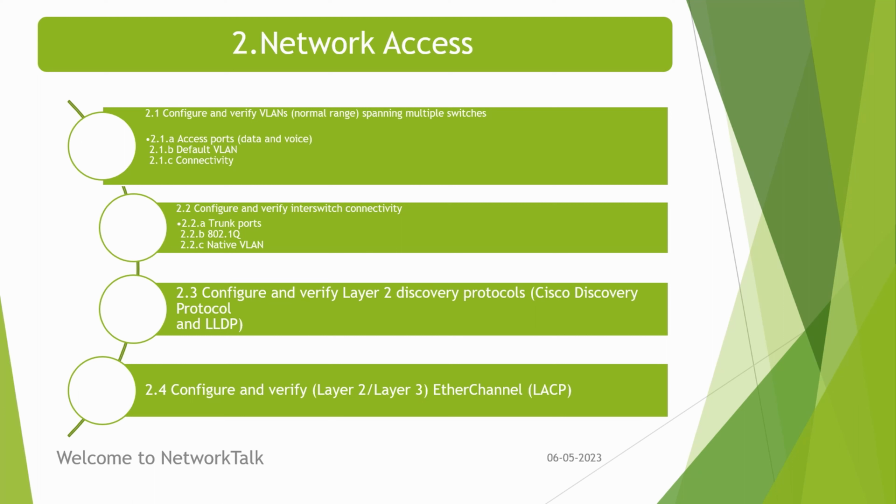Configure and verify inter-switch connectivity, trunk ports. Why are we using trunk ports? 802.1Q and the native VLAN. After that, configure and verify Layer 2 discovery protocols, Cisco Discovery Protocol and LLDP. What is the feature of LLDP and why are we using Cisco Discovery Protocol? These topics we will cover in the coming sessions.